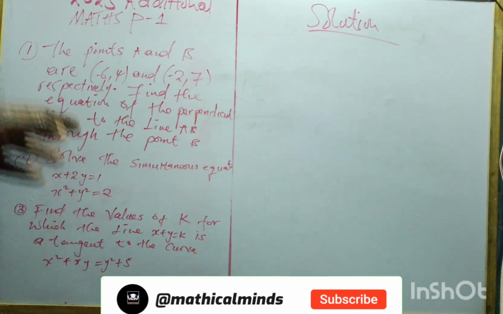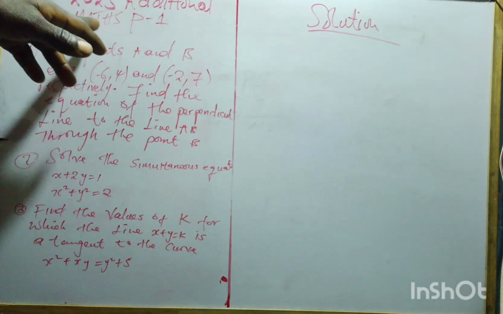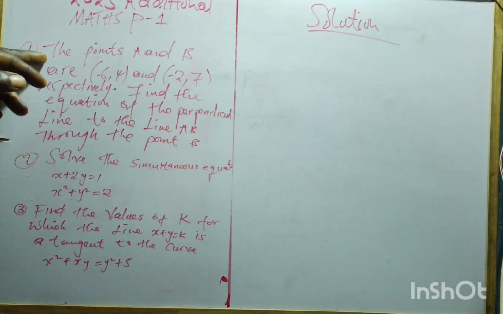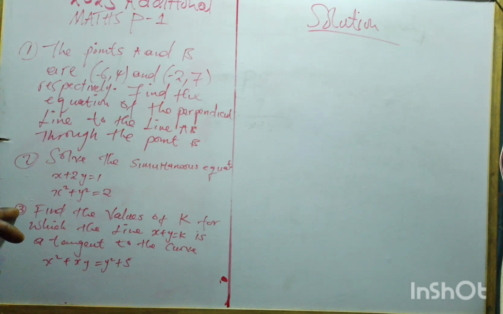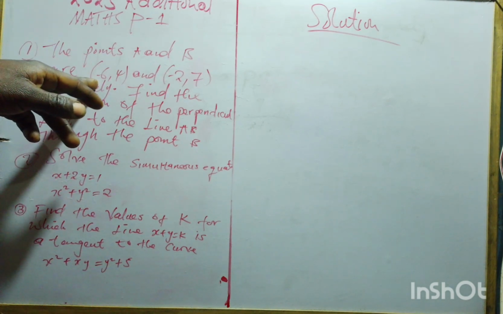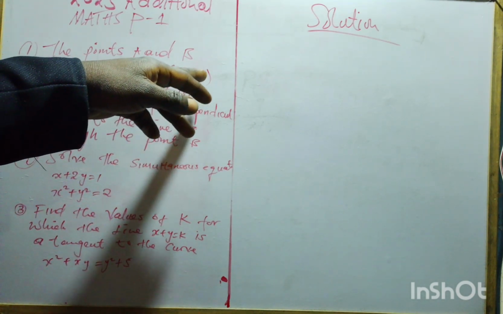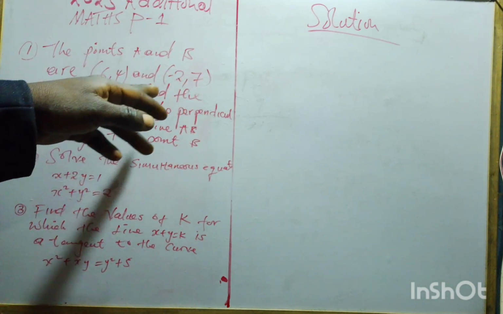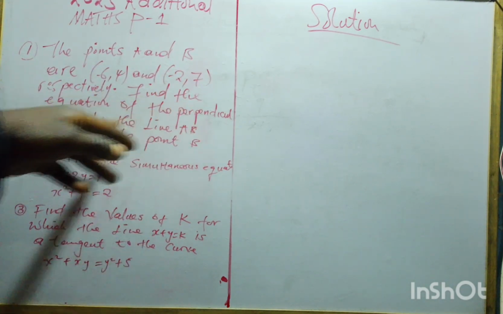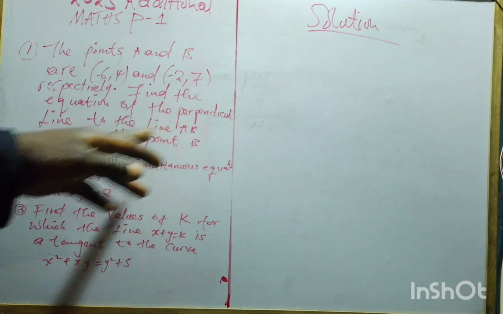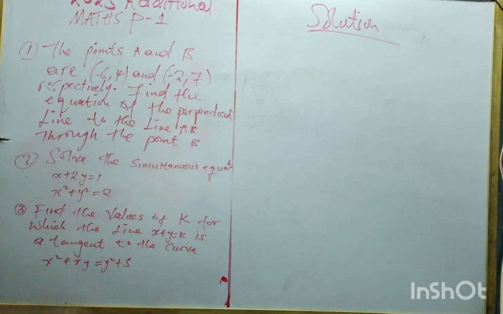Hello everyone, in today's video we are looking at 2023 additional mathematics, paper 1, and we'll be answering question 1 to question 3. Question 1 reads: the points A and B are (-6, 4) and (-2, 7) respectively. Find the equation of the perpendicular line to the line AB through the point B.